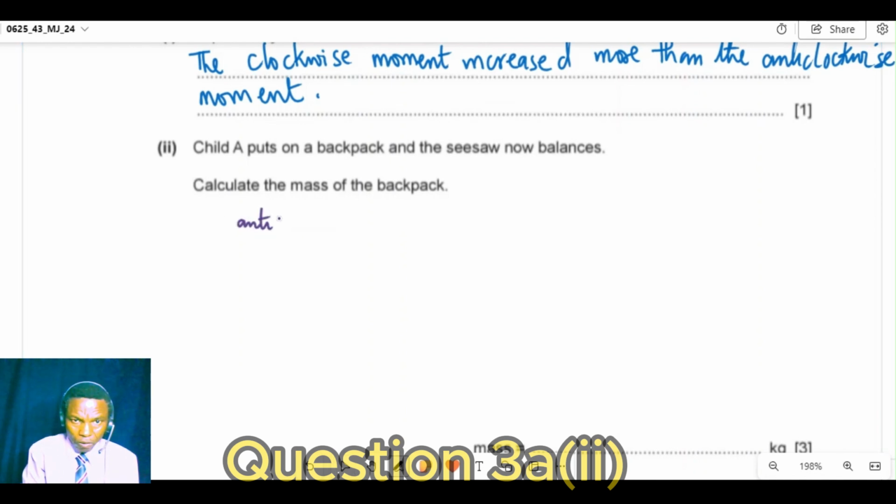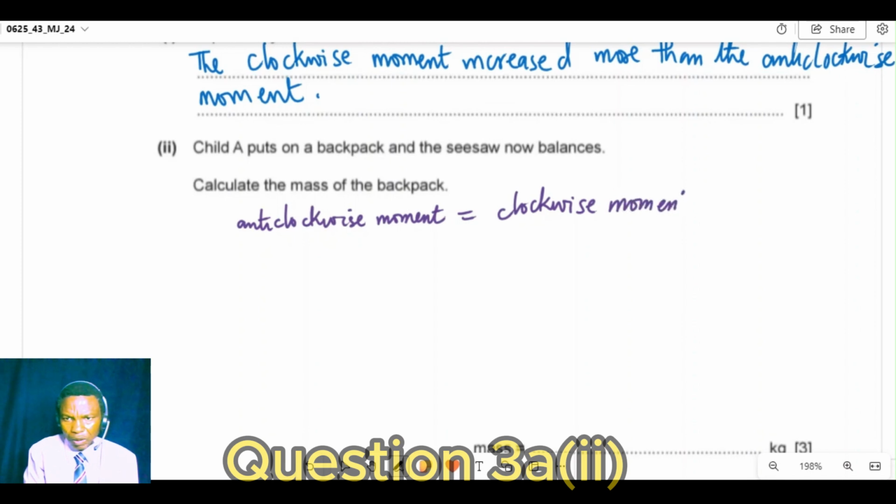Anti-clockwise moment, anti-clockwise moment is equal to clockwise moment. So when the boy shifted, we have 900 Newton times 0.85 meter. And then this boy put a bag on his back.